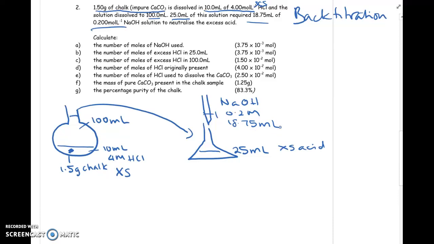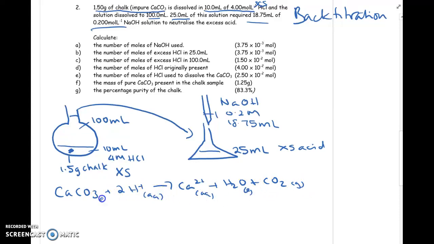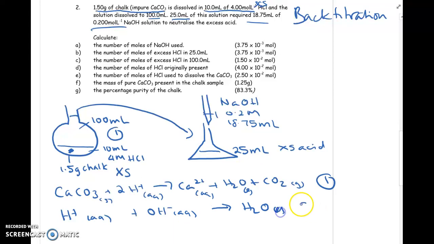Now with a back titration, there will be two chemical reactions. Our first chemical reaction: calcium carbonate plus 2 hydrogen ions goes to calcium ions plus water plus CO2. Now, this chemical reaction corresponds to what happens over here. Our second chemical reaction is our standard acid-base reaction: hydrogen ions plus hydroxide ions gives water. And that's what's going on over here.